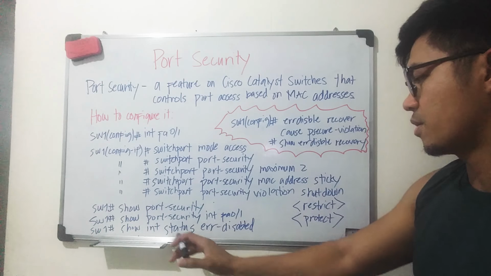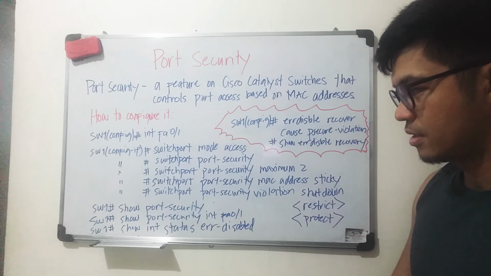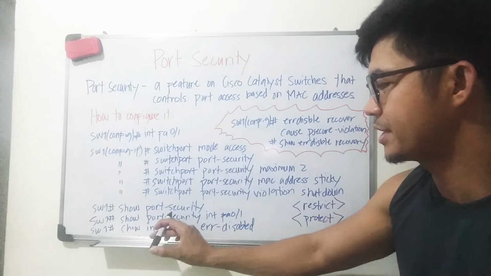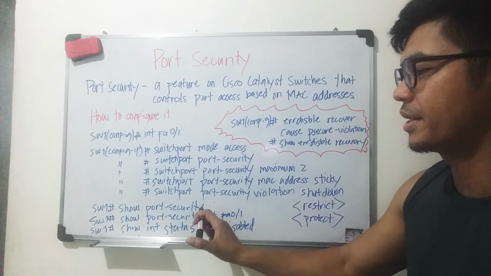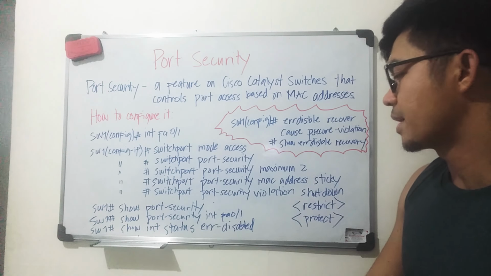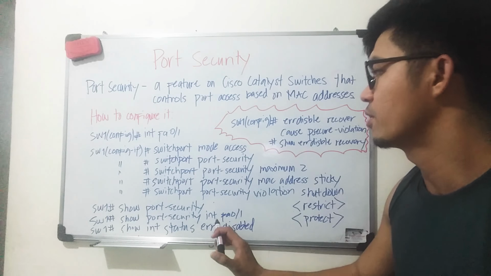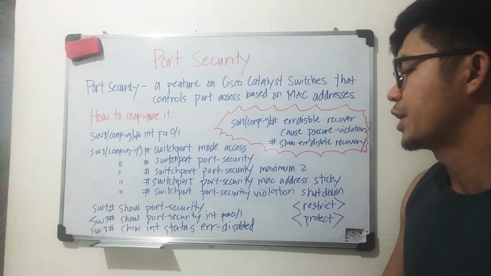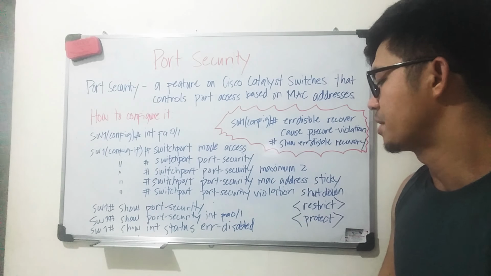These are the commands that we can use to verify the port security status. You can issue this command, show port-security. This is to show the summary or the status of the port security. You can also specify the particular interface. In this case, we are using interface FastEthernet 0/1. And if you need to verify whether a port is in error disabled state, you can use this command, show interfaces status err-disabled.